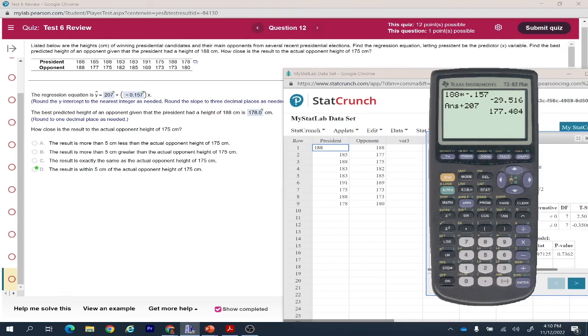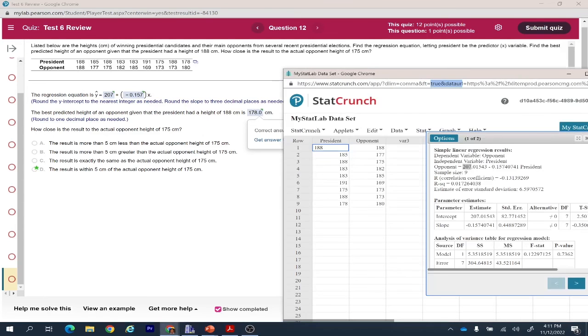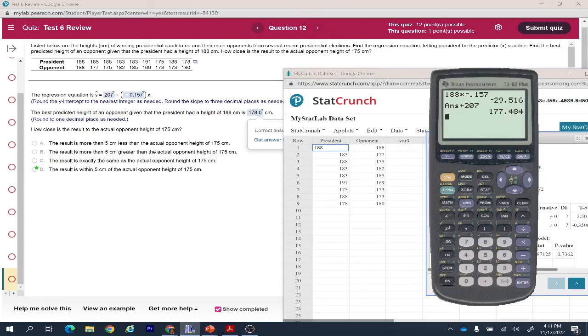If you round it to one decimal place, it should be 177 point, round to one decimal place as needed, 177 point, it's supposed to be 5, but why is it 178? Round to one decimal place, it's supposed to be 177.5, but they're rounding it to the nearest centimeter. It's supposed to be 177.5 if you round to one decimal place.